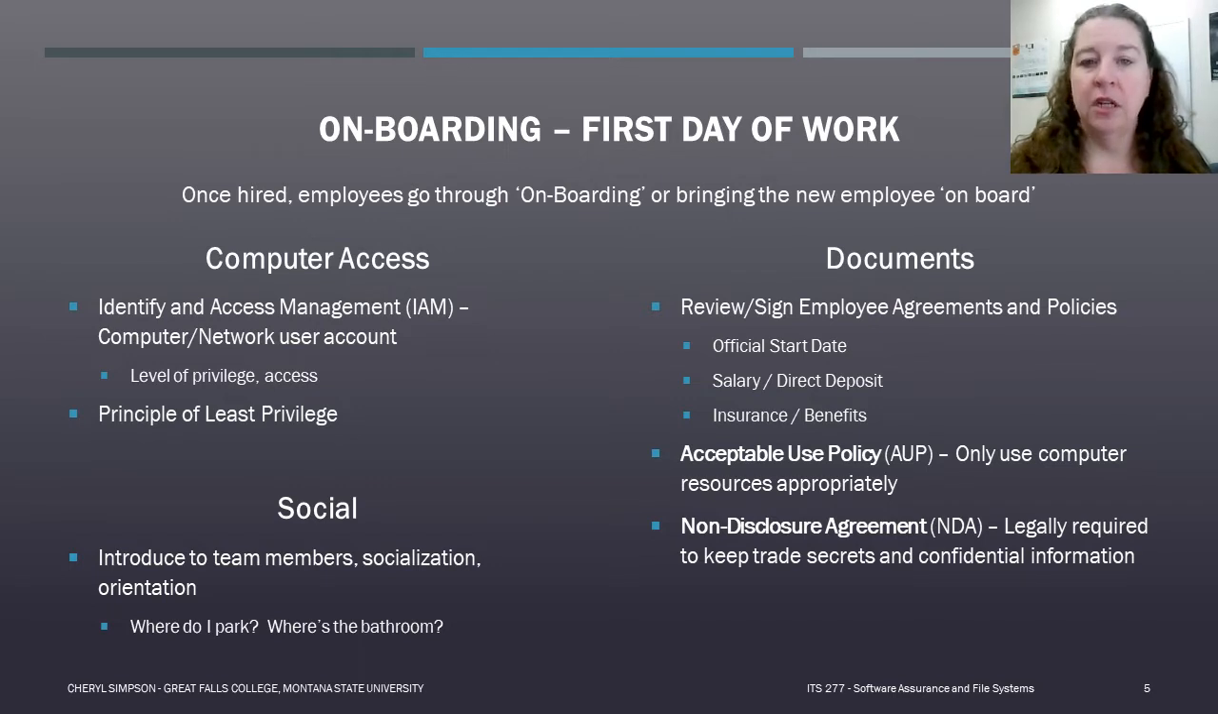of these requirements. So, documentation: when the employee is brought in, make sure that all these employee agreements and policies are signed and reviewed. So your official start date, your salary, how you're handling benefits and insurance, things like this. And then, of course, we have our NDA and our AUP. So our acceptable use policy is the description that describes the ways in which you're allowed to use the technology or the computers on site.